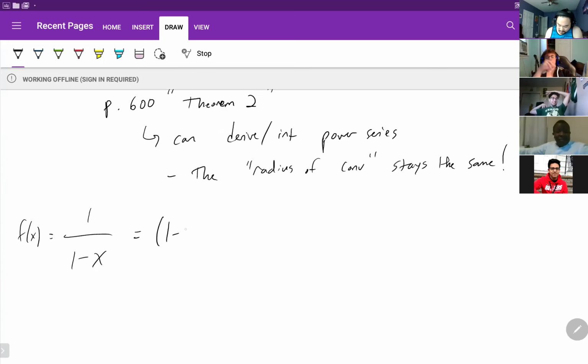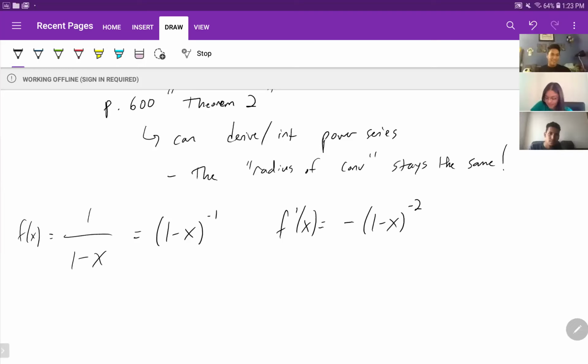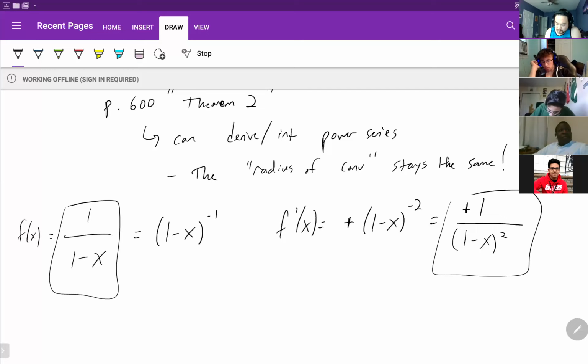This is the same thing as 1 minus x to the negative 1, which means the derivative is negative 1 times 1 minus x to the negative 2. Okay, and then rewritten, this is negative 1 over 1 minus x quantity squared. Wait, it's positive, sorry, I forgot the chain rule. Yeah, the chain rule. So the derivative of 1 over 1 minus x is 1 over 1 minus x squared.